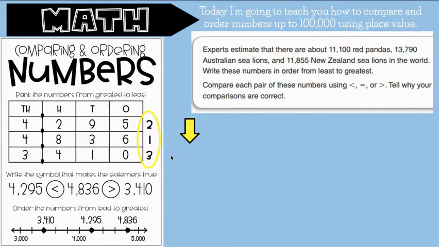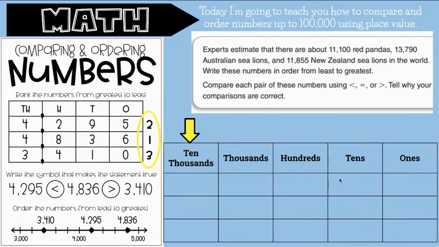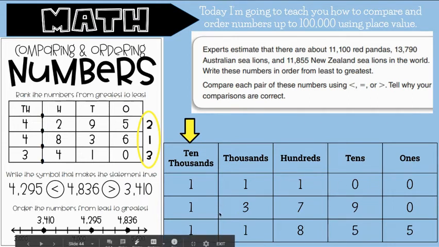So let me show you what I mean. First, we definitely want to bring back our place value chart because that is such a valuable tool. Then we want to plug in our numbers just like we did yesterday. So here on the top, you can see I have my red pandas. My middle is my Australian sea lions, and my bottom are my New Zealand sea lions.